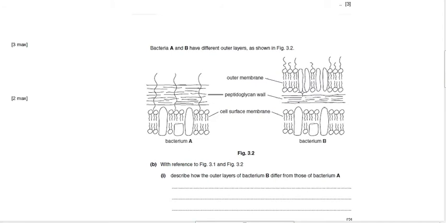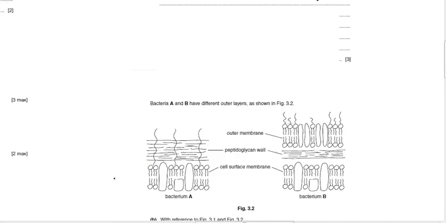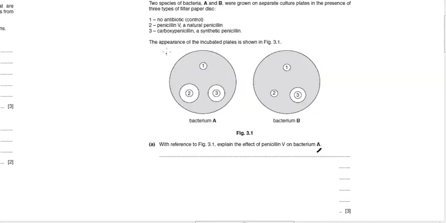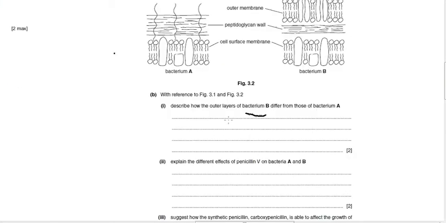Now we have to describe how the layers of bacterium B differ from those of bacterium A. Then write about bacterium B, because we are told to describe how the outer layers of bacterium B differ. You see? So you should always write about bacterium B. Then we go to the next part, which is to explain the different effects of penicillin V on bacterium A and B. So we have penicillin V here, and we have to describe its impact on bacteria A and B.